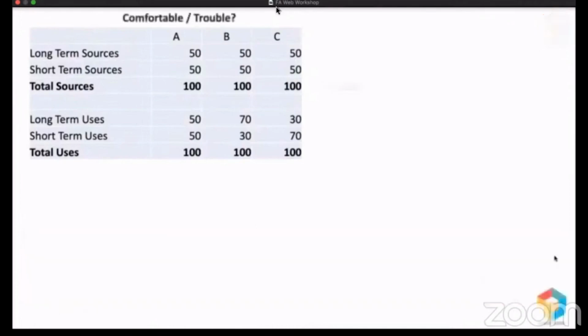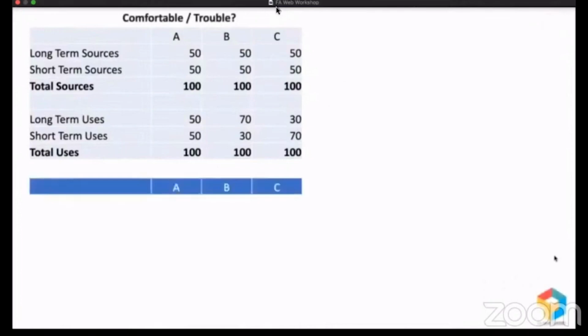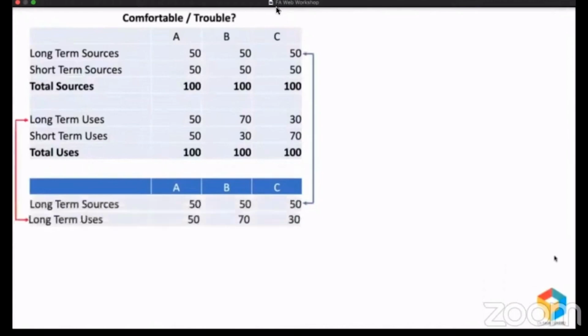Let's see the results. I'm going to rearrange this statement. Let me bring the long-term sources here and I'll compare that with long-term uses. So let's see what is the position. If you take company A, long-term sources and uses are the same, so no surplus, no deficit. But company B, long-term source is 50, long-term use is 70, so there is a deficit of 20. And company C, long-term source is 50, long-term use is only 30, so there is a surplus of 20.